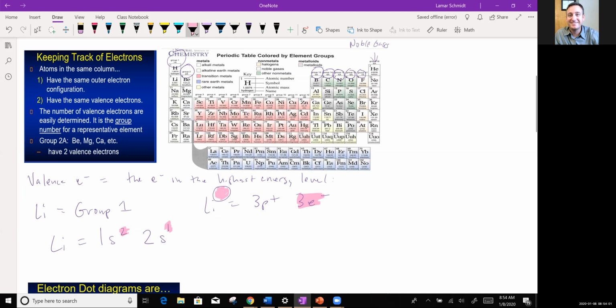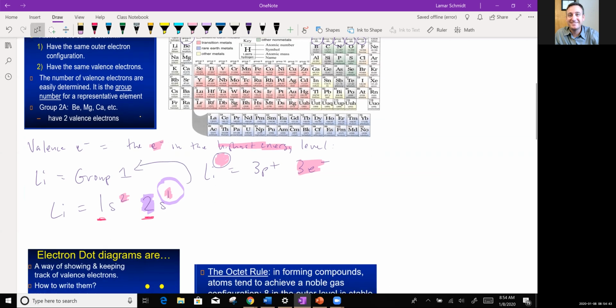What we're interested in, though, is knowing the number of electrons in the highest energy level. If you look at our energy levels, we have 2 of them here, energy level 1 and energy level 2. Energy level 2 is the highest energy level. How many electrons do we have in that highest energy level? There's only 1. You can see it right there. So lithium has 1 valence electron, and you should also notice it's in group 1.